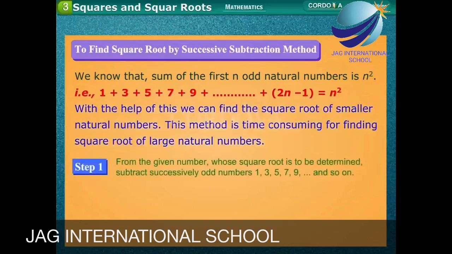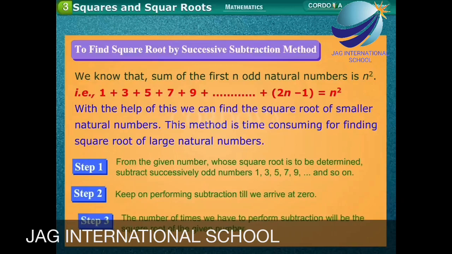Step 1. From the given number whose square root is to be determined, subtract successively odd numbers 1, 3, 5, 7, 9, and so on. Step 2. Keep on performing subtraction till we arrive at 0. Step 3. The number of times we have to perform subtraction will be the square root of the given number.